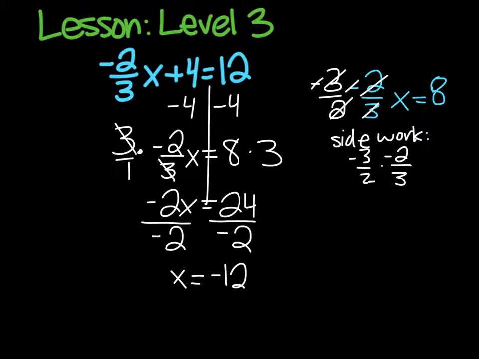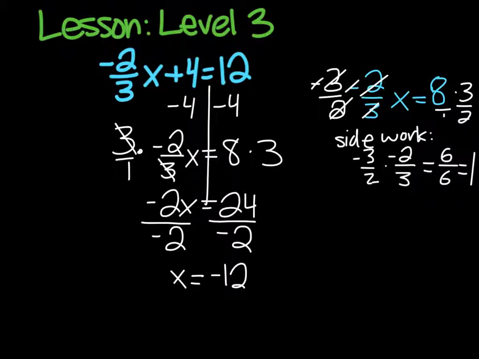If you want to prove it to yourself, do it out. Our numerator is negative 3 times negative 2, which is 6, and our denominator is 2 times 3, which is also 6. 6 over 6 is 1. Now that we've multiplied by negative 3 over 2, we have to remember to do it to the other side. When I multiply these together, I get x equals negative 24 over 2, which is negative 12.